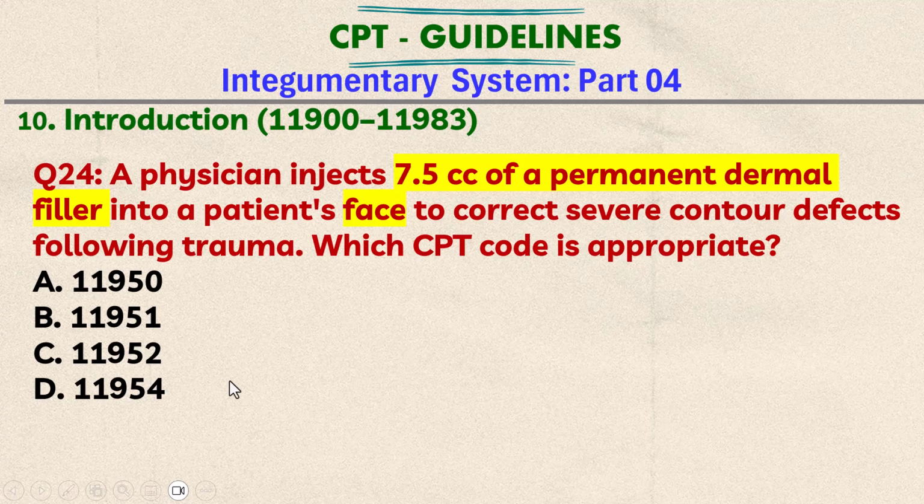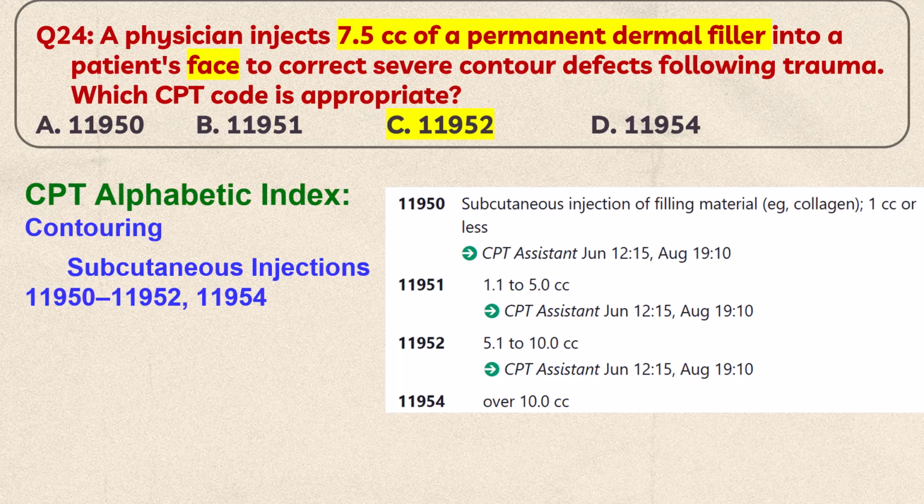But in the real working scenario, you would use the CPT alphabetic index. In the CPT alphabetic index, you may think this is injection dermal filler, but you can't find the code by searching the index of injection and subterm of dermal filler. That is crazy. Here you have to search for contouring. This procedure is for contour. So under contouring, you have to go for the subterm subcutaneous injection. There it will lead you to the code series 11950 to 11952 and 11954.